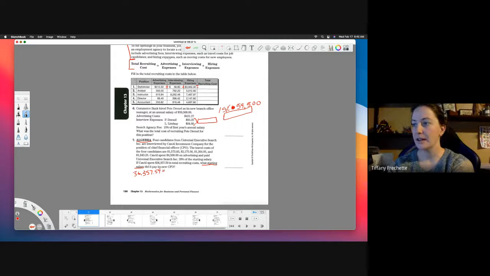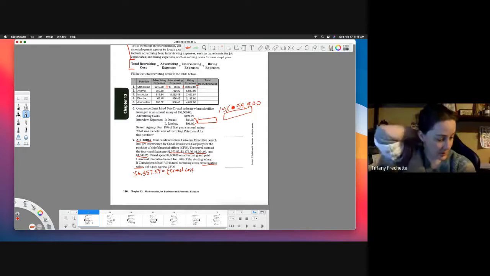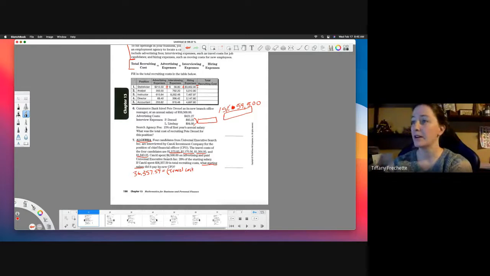And that equals these 3 expenses added together. So it tells us for the 4 candidates, there were travel costs. And travel costs go into interviewing expenses. So we would add these 4 travel costs, 1, 2, 3, 4. So here's travel costs. We would add those 4 travel costs together. And then we already know that they had advertising. So we would add the advertising in here.